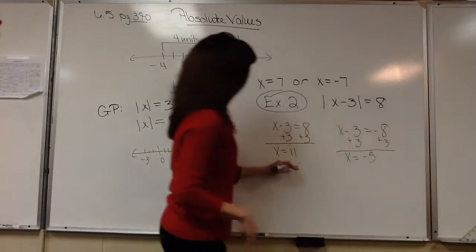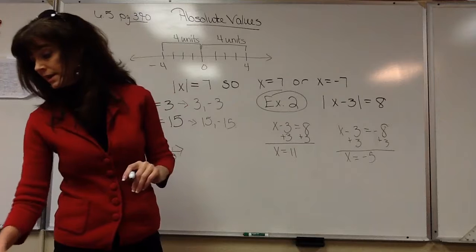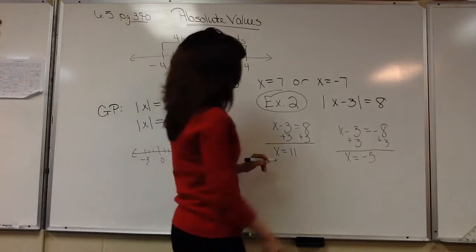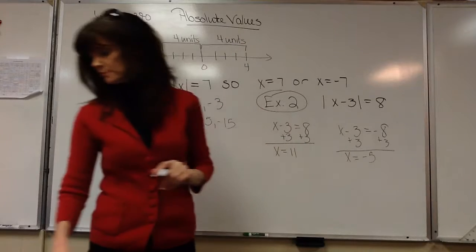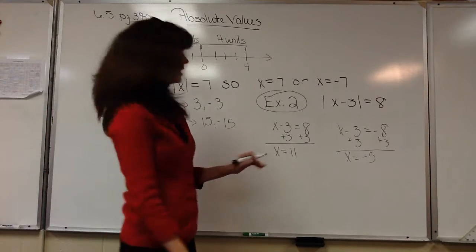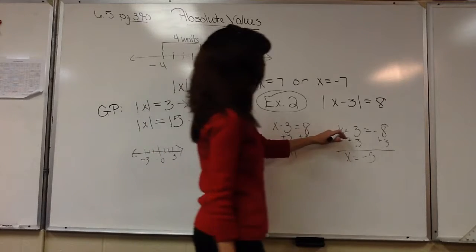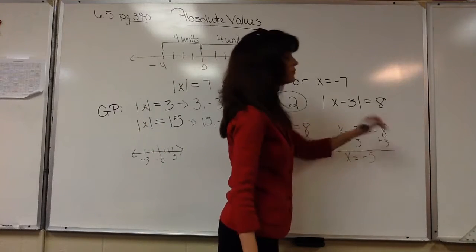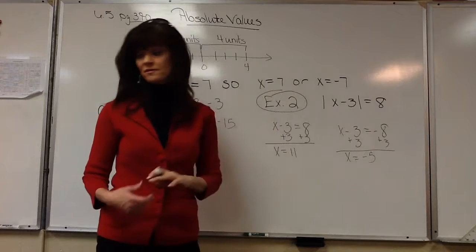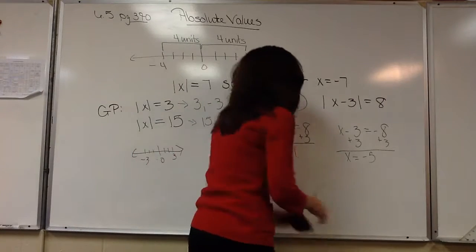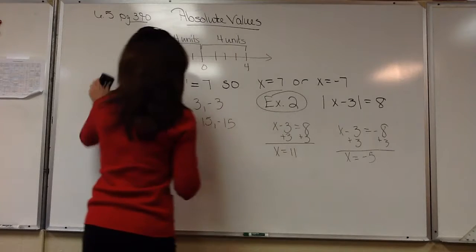Okay, so we have x is equal to 11 and x is equal to negative 5. And you would see here, I could substitute them in. We would say, okay, 11 minus 3 equals 8, and then negative 5 minus 3 equals negative 8, so it does in fact work. Sometimes we can also have multi-step absolute value equations.